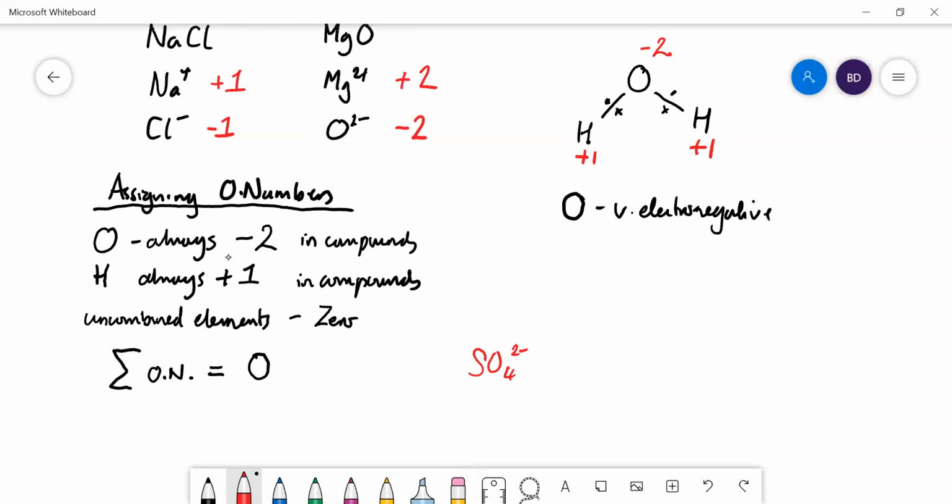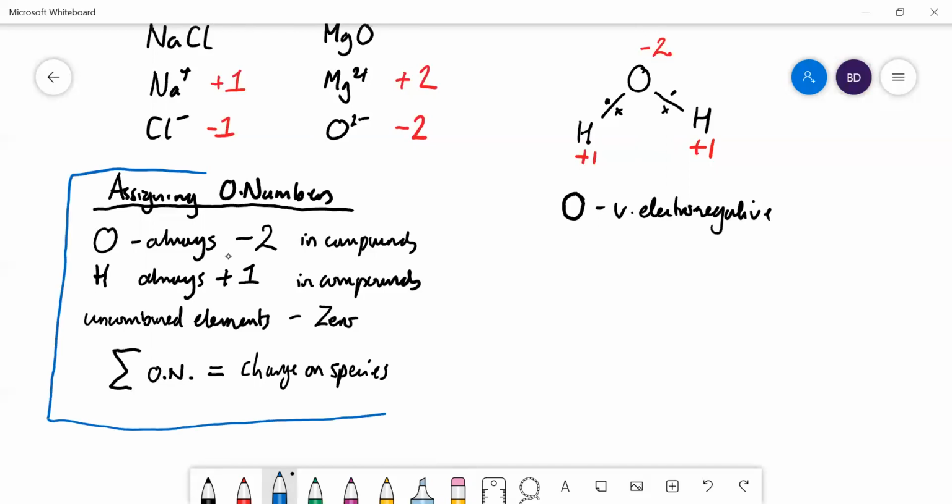We're going to get rid of 0, and we're going to say the sum of the oxidation numbers is equal to the charge on the species. Now this word species in chemistry is a bit of a catch-all. It's when you don't want to say molecule or ion, you just say species, it's like a fancy word for a thing. The charge on the species. So these are our basic rules, and we'll use them to assign some oxidation numbers of different elements now.